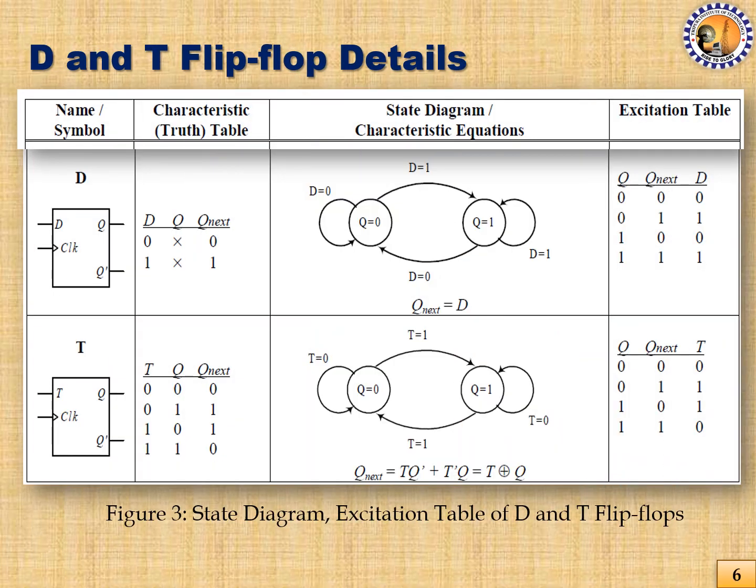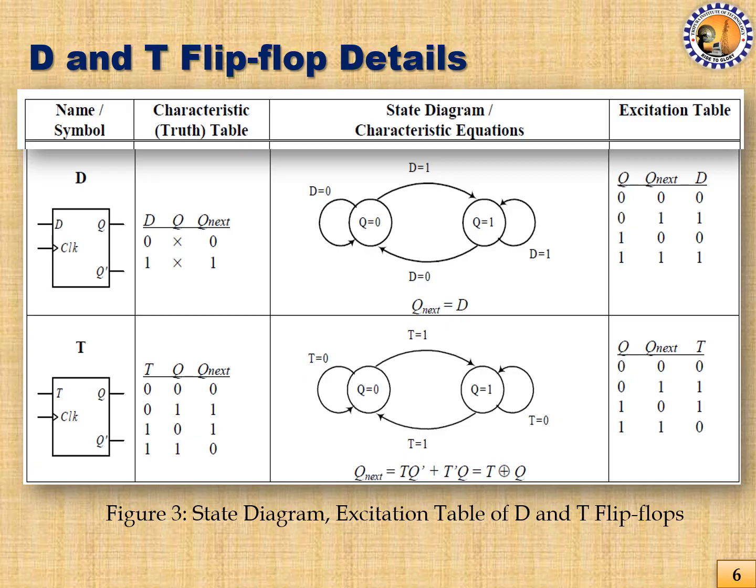Next, we move into the D and T flip-flop details. They are more simplified versions of SR and JK because both the flip-flops have only one input. In case of the D flip-flop, the input is D. As you can see, in case of the T flip-flop, the input is T.